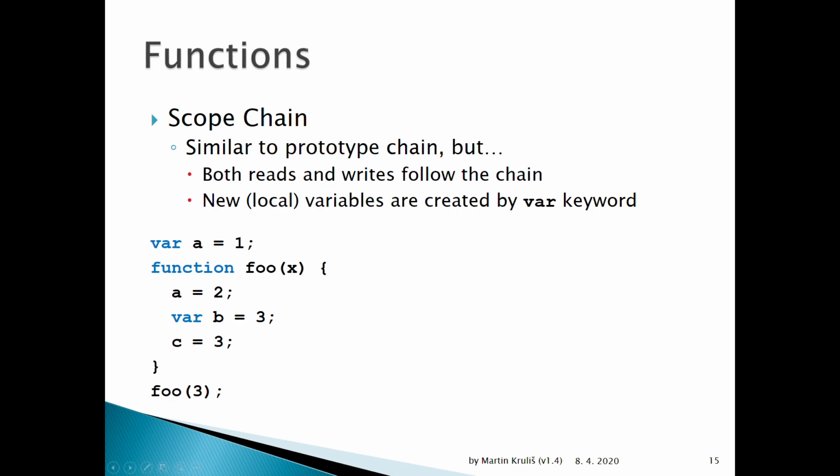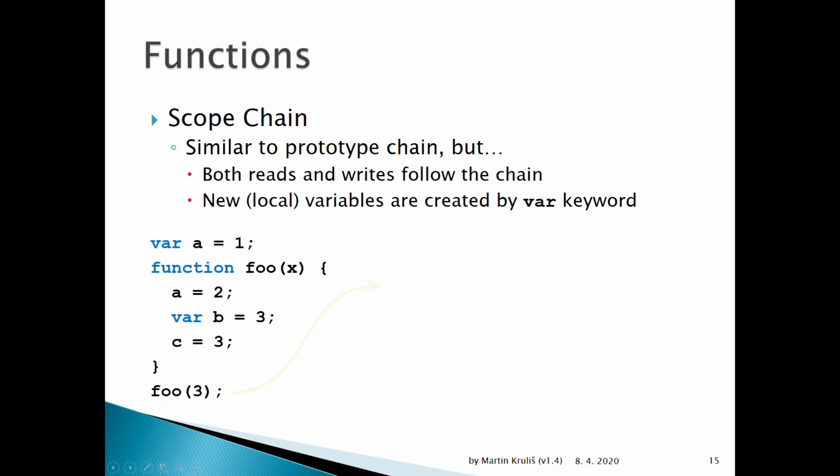Let's say this is on the top level, so on the global level, meaning that this variable a is actually a global variable, and this function foo is declared at the top level. And when I invoke function foo, this is what happens.